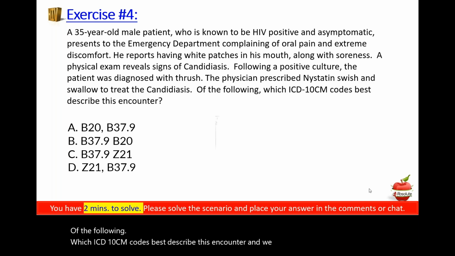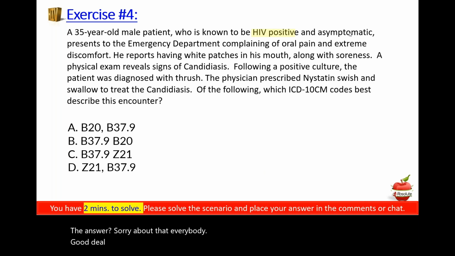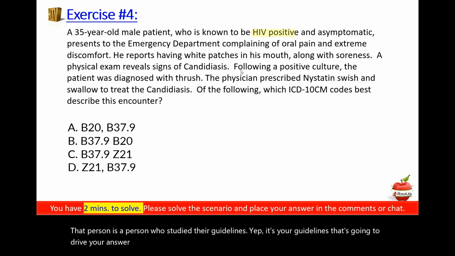And we should have 100% of you say the answer. Yeah. Sorry about that, everybody. Good deal. Somebody said, hey, I would have got that even if you didn't show me the answer. That person is a person who studied their guidelines. Yep, it's your guidelines that's going to drive your answer. All right, I'm going to just move forward since I just spoiled it for everyone, and I do apologize.